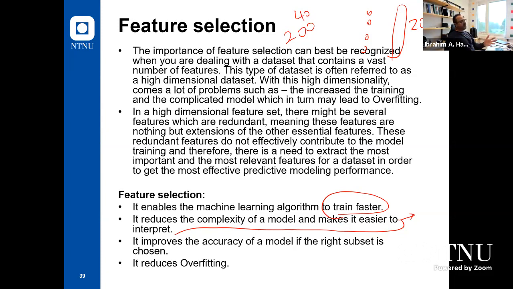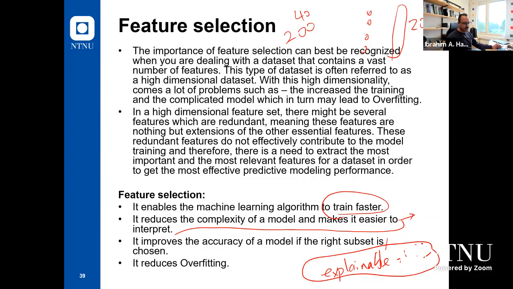If you can solve your problem with a perceptron, why should you use a feed-forward or multi-layer perceptron, right? When it's simple, it will be easy to explain. We call this explainable AI. When it's simple, it will be easy to understand and easy to explain. It improves the accuracy of the model if the right subset is chosen, and it reduces overfitting. So when we select the most important features, it will be much better.